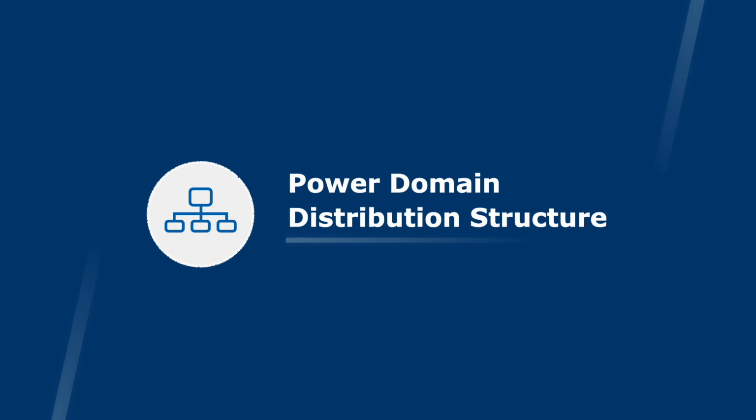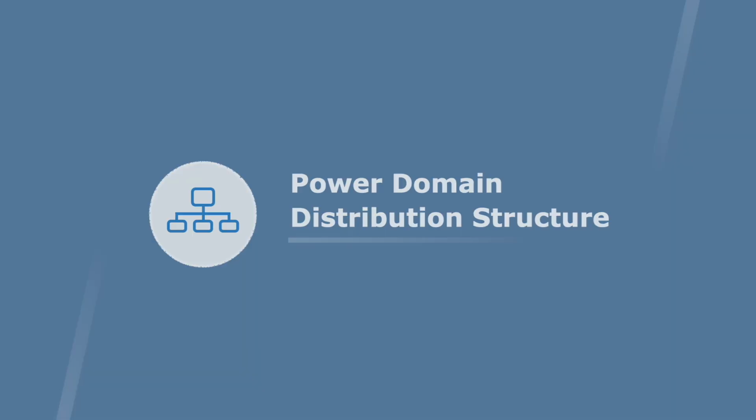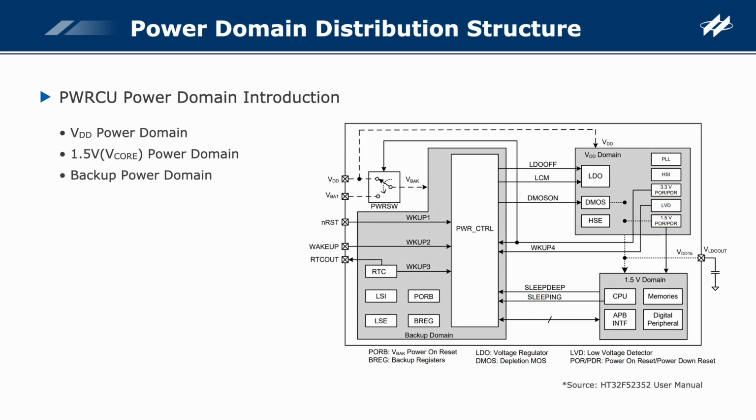Part 2, Power Domain Distribution Structure. In order to facilitate power management, the VDD power domain, V-core power domain and backup power domain are provided according to the functions of HT32 MCU core and its peripherals. The VDD power domain is powered directly from the VDD and VSS pins and supplies power to the internal LDO, DMOs, and IOs, etc. The V-core power domain is powered by the internal LDO in the VDD domain and supplies power to the CPU, memories, APB INTF and digital peripheral.